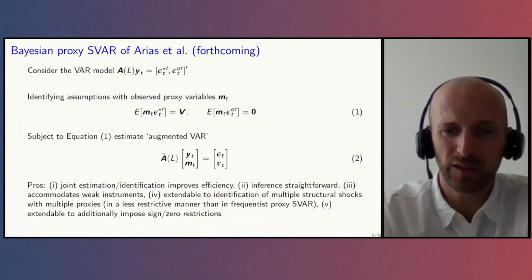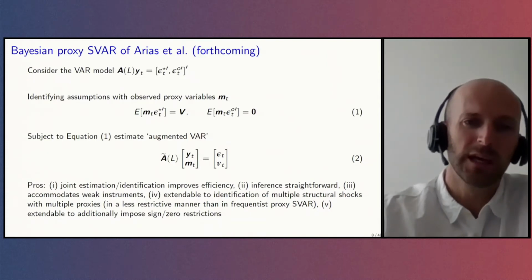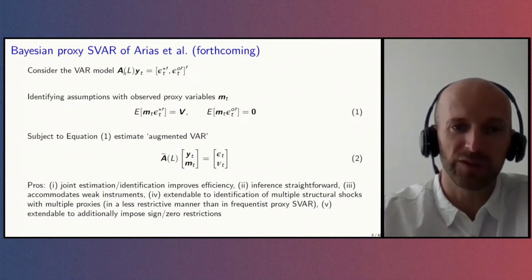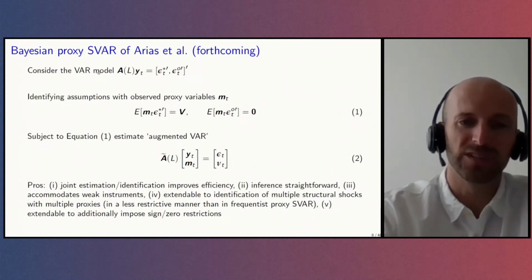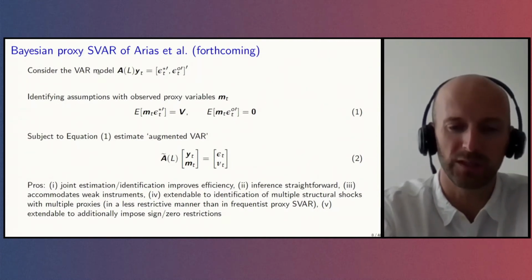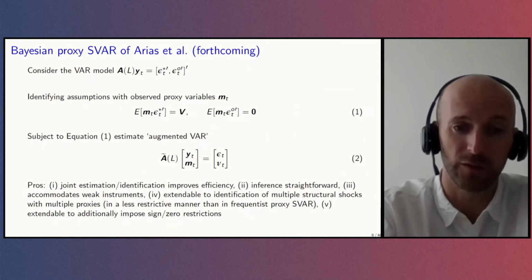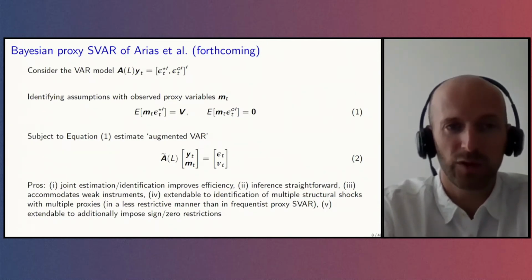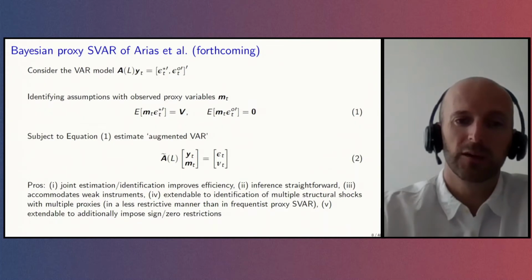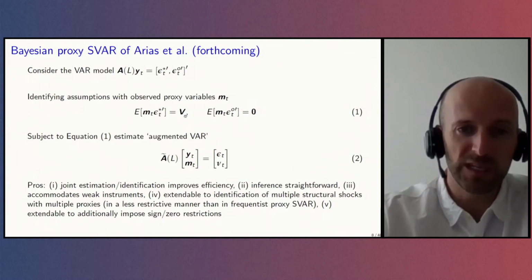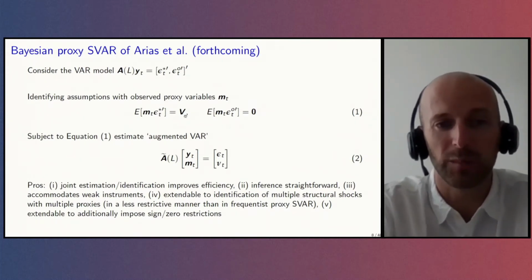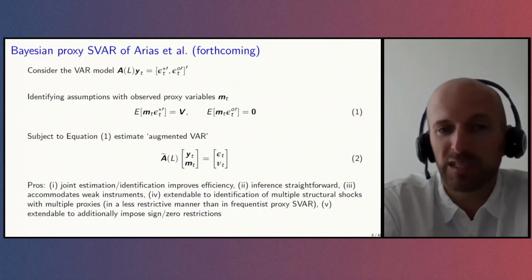In the traditional frequentist proxy SVAR model, you have to impose these additional restrictions on the A0 matrix, or in other words, the contemporaneous relationship between the endogenous variables. And that may be fairly controversial. In the Bayesian proxy structural VAR framework, we only need to impose them on the matrix V, that is, on the contemporaneous relationship between the observed proxy variables MT and the structural shocks.